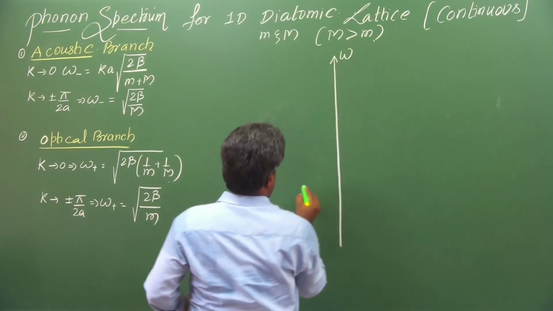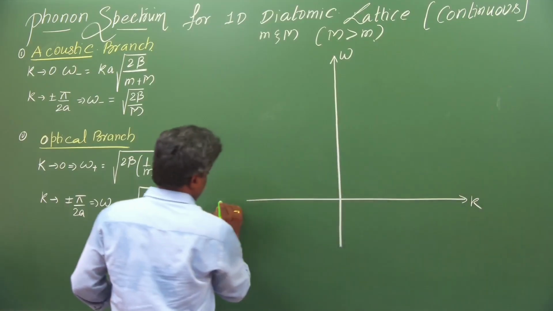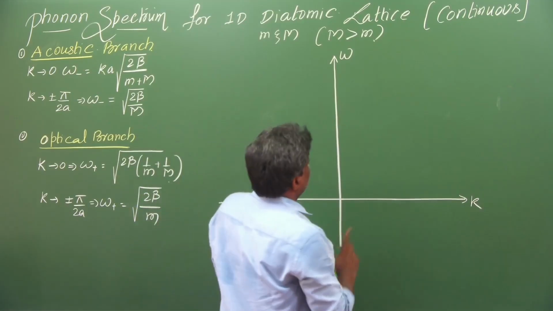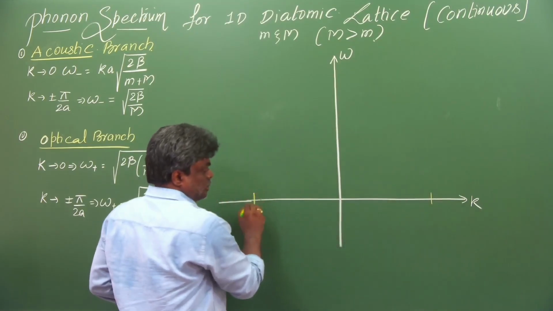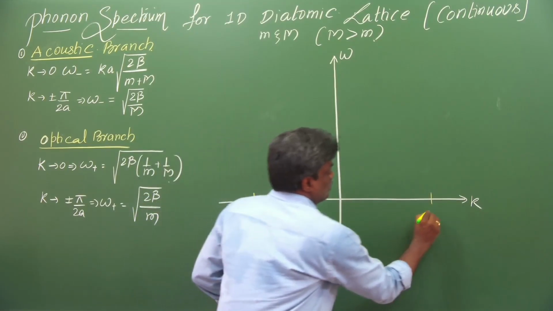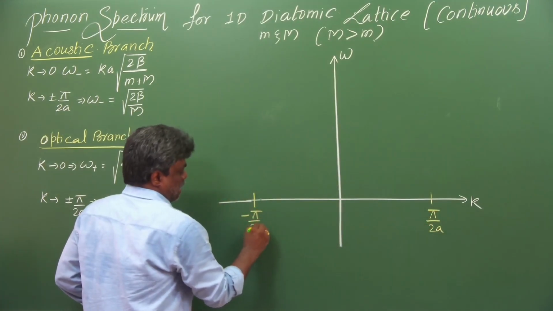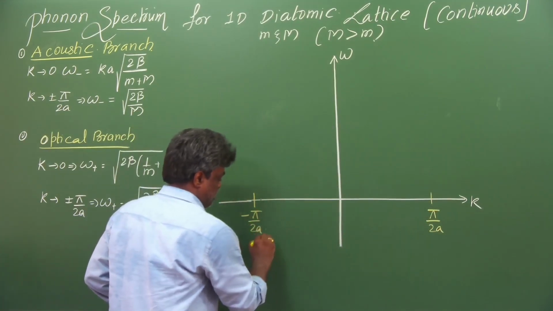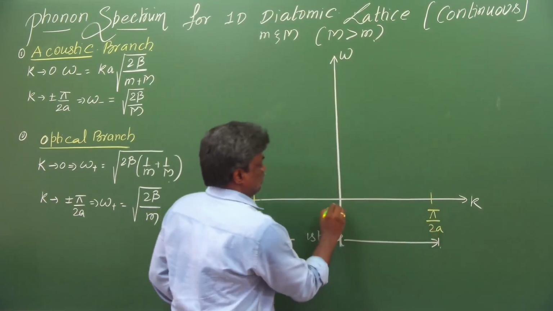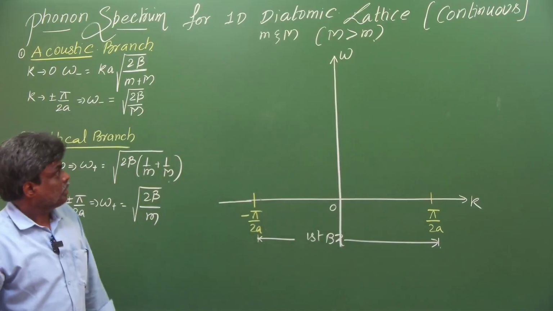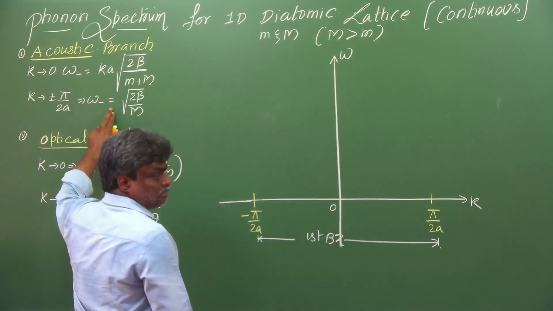This is omega. This is the K axis. So from the study of the first one, we have understood it's enough to study only the first Brillouin zone. Here the Brillouin zone boundary minus pi by 2a. So this is the first Brillouin zone. Ready? Okay, so as usual, let me take the first one, acoustic branch.